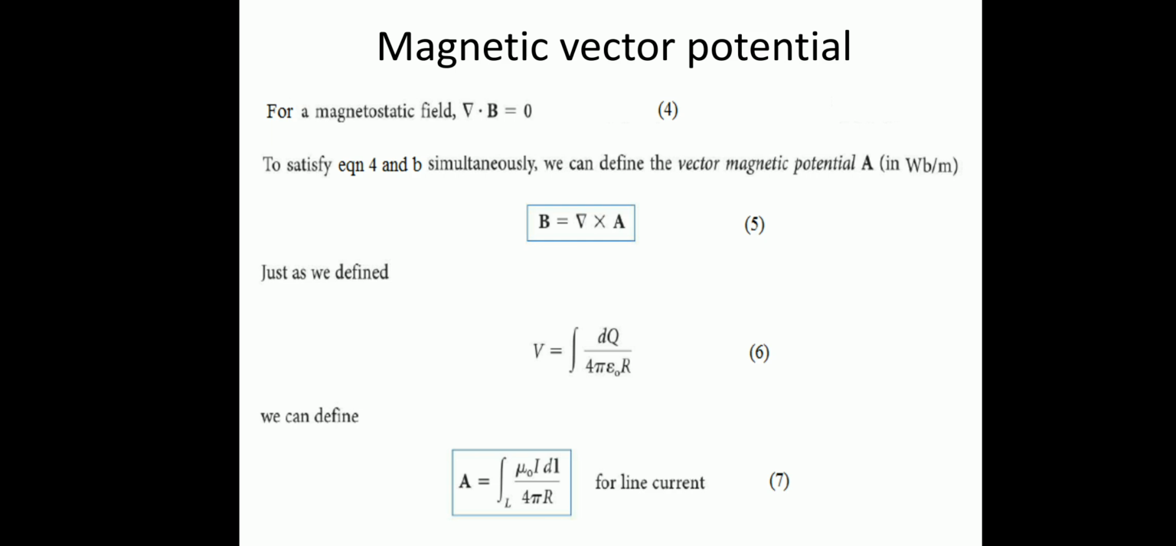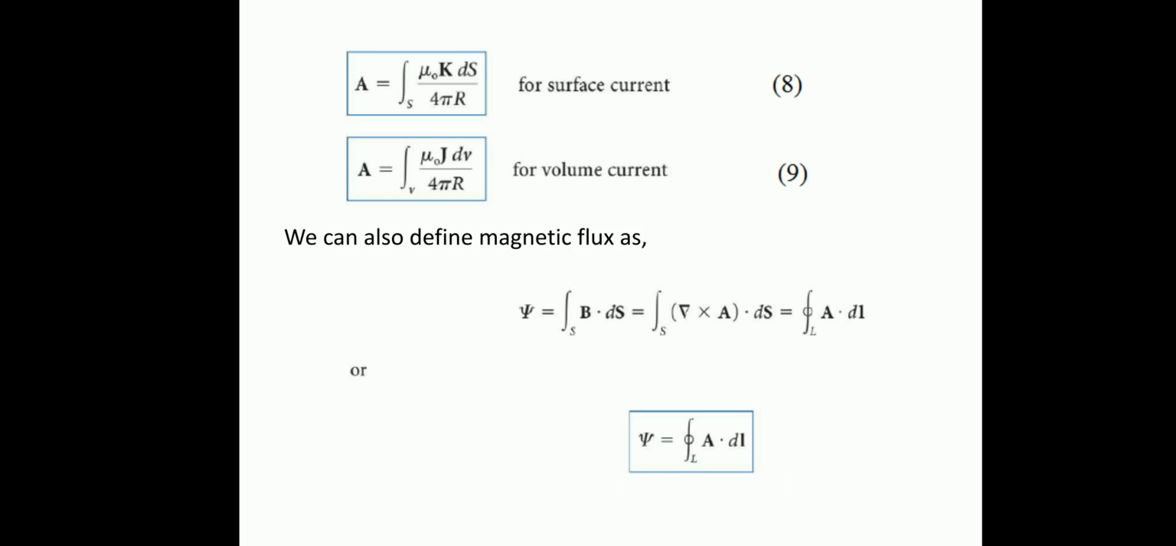So the magnetic scalar potential is defined as H is equal to minus del Vm, and similarly the magnetic vector potential is defined as B is equal to del cross A. We can write A as the line integral of mu 0 I dl by 4 pi r for line current, mu 0 K ds by 4 pi r for surface current, and mu 0 J dv by 4 pi r for volume current, where K is the surface current density and J is the volume current density. This is called the magnetic vector potential.